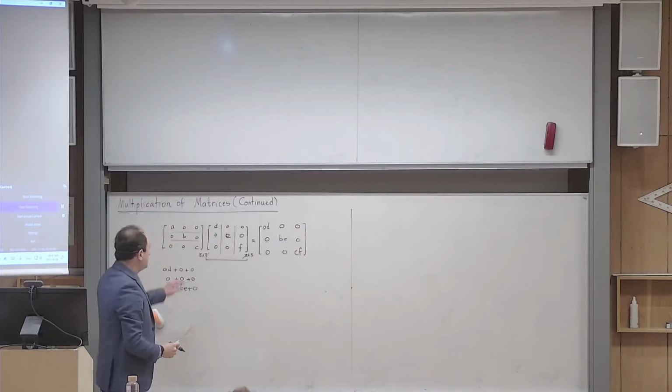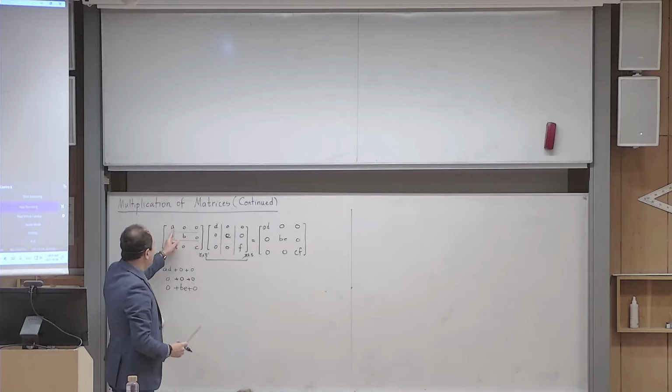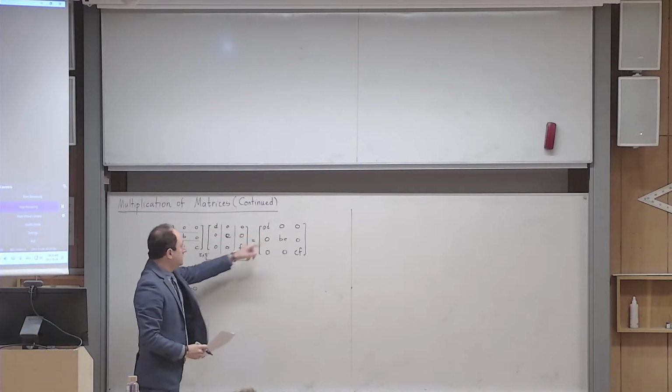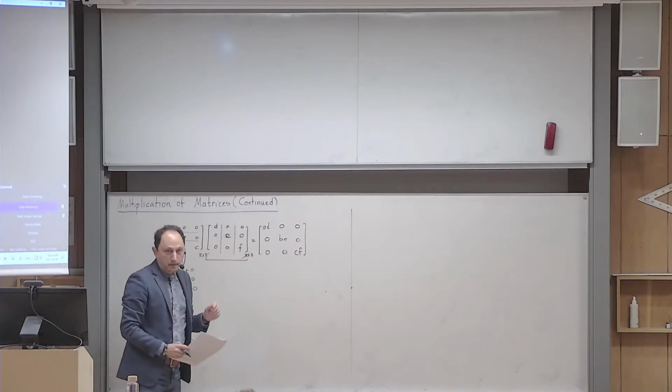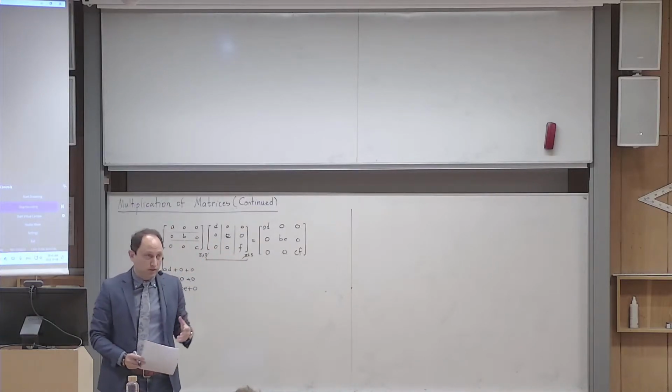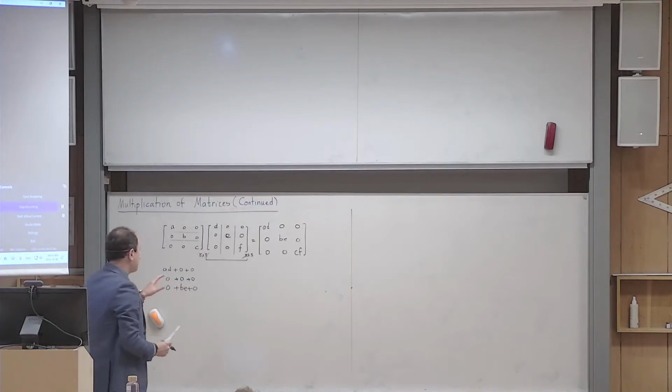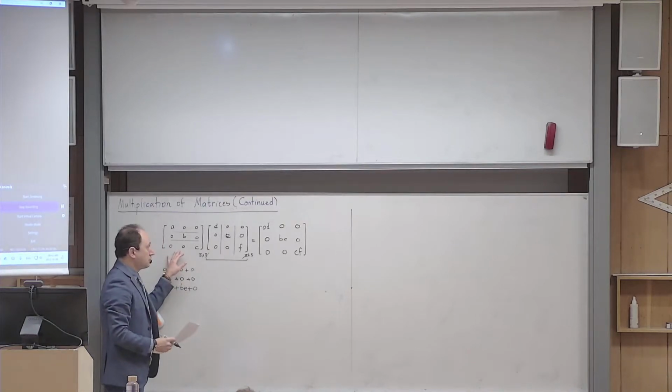Okay, but as soon as you realize that I have two diagonal matrices, the multiplication is extremely simple. So what you need to do is just take A multiplied by D, take B multiplied by E, and take C multiplied by F.